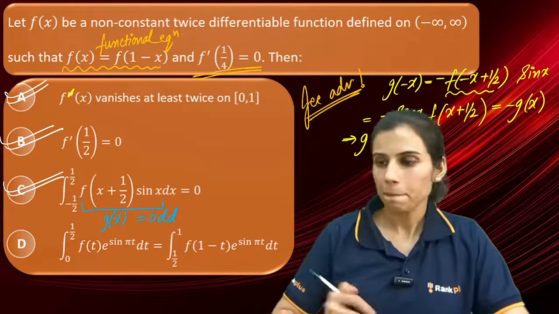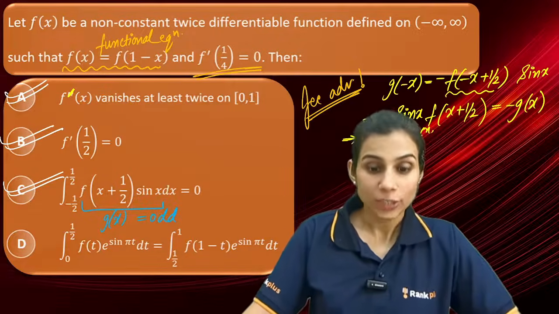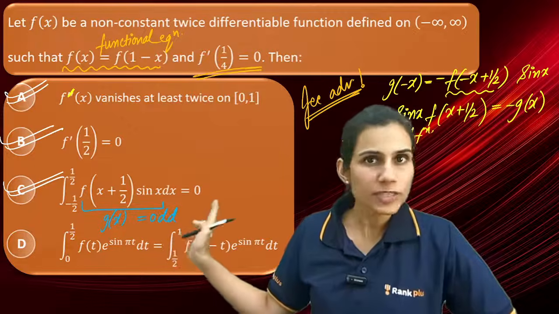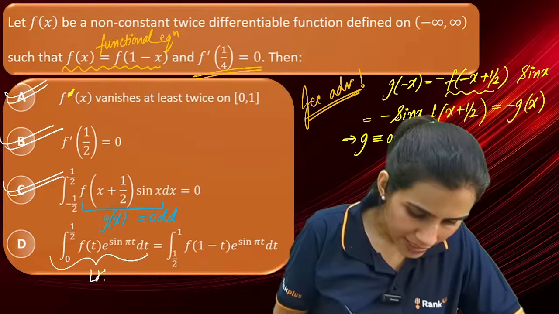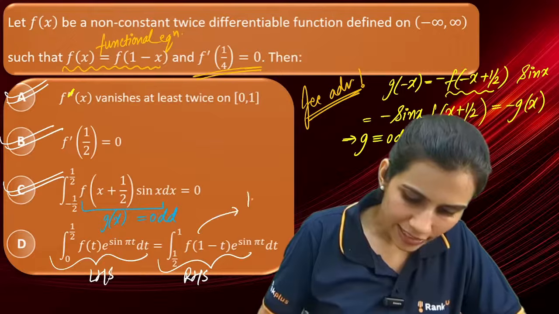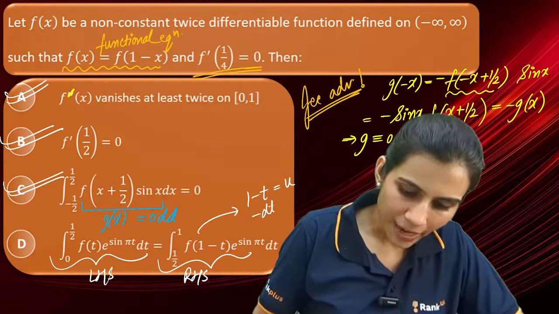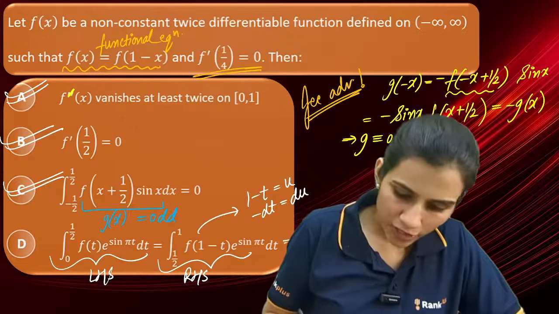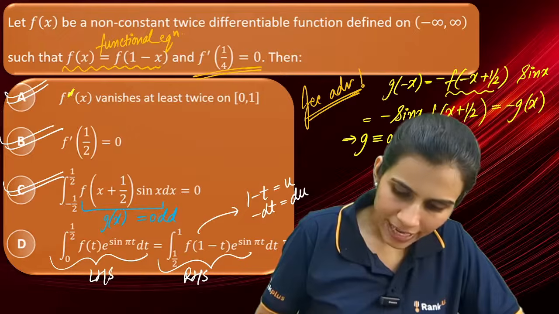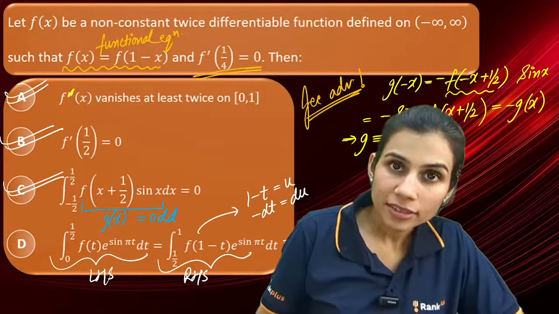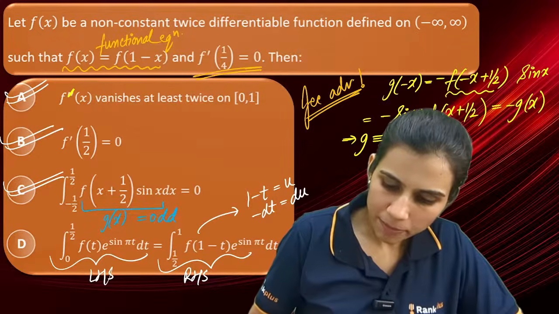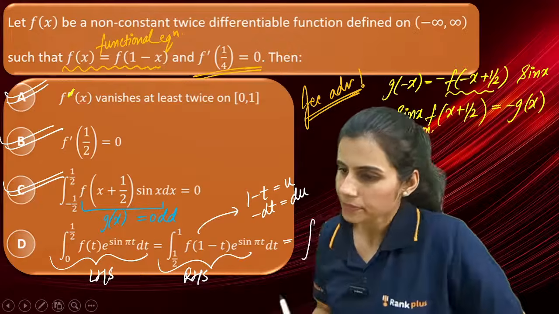What about option D? Option D is also very simple. It is asking us to equate these two integrals. This is your left hand side integral. This is your right hand side integral. In your right hand side integral, if you take 1 minus t as u, minus dt will come out to be du. So your integral will turn to what? f of u e to the power sine pi t. t is what? t is 1 plus u. So pi plus pi u, right? This is pi plus pi u. Please check this.